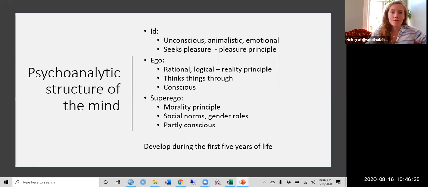One of the most well-known aspects of psychoanalytic theory is the three-part structure of the mind. The idea is that humans have three drives that govern our behavior and decision-making. The first one is the id. We're born with it. It's unconscious, so we're not cognitively aware of it. It's animalistic, so it's really oriented towards getting pleasure and gratification. And it's emotional. The id, this animalistic side of human nature, is the source of our emotions.